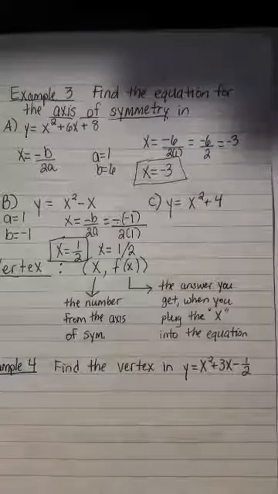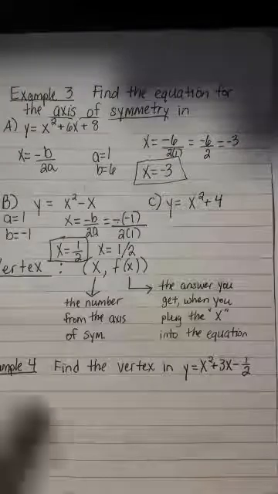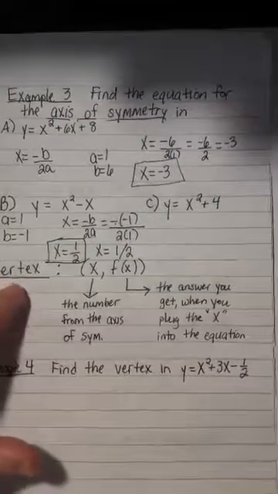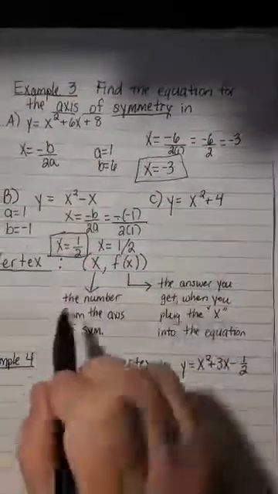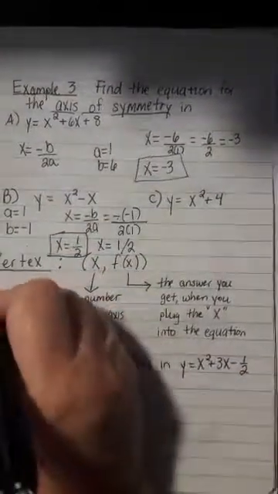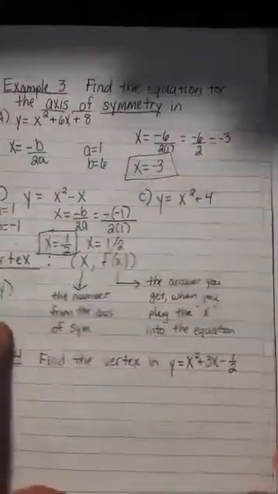Now we've gone over the y-intercept. We've gone over the axis of symmetry. And now we're going to go over how to find the vertex. Now the vertex is an ordered pair. You're always going to get, let me write right here. You're always going to get some number for x and some number for y, and you're going to enter it in ordered pair form.